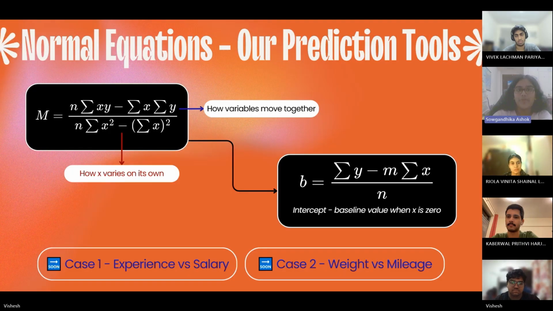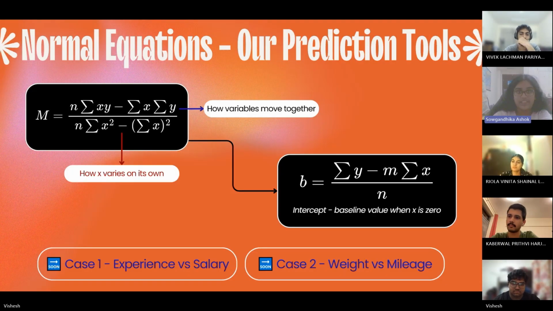Now, for every 1 unit increase in x, how much does y change? That's m. Top: how x and y move together. And bottom: how x varies alone. Elegant once you see it, right? Once we have m, b is straightforward: the sum of y minus m times the sum of x, divided by n. It takes the average y and subtracts the slope's contribution. What's left is the baseline. So we calculate m first, b depends on it.